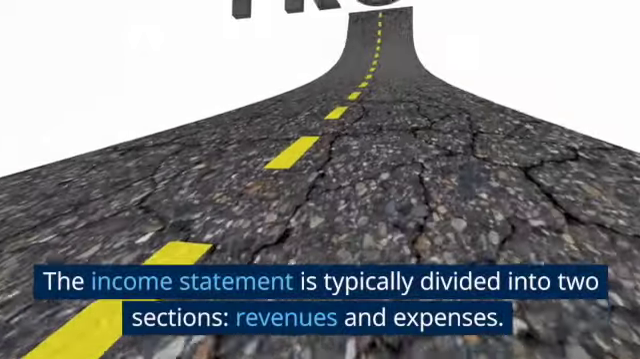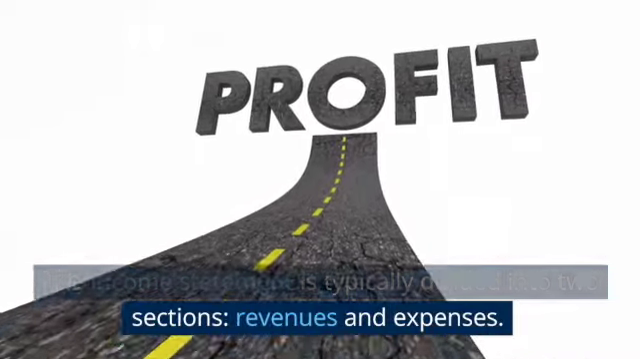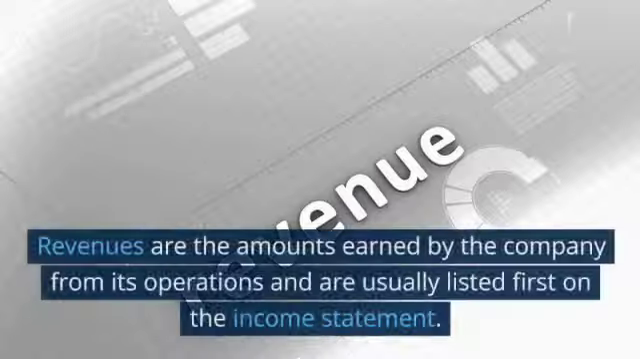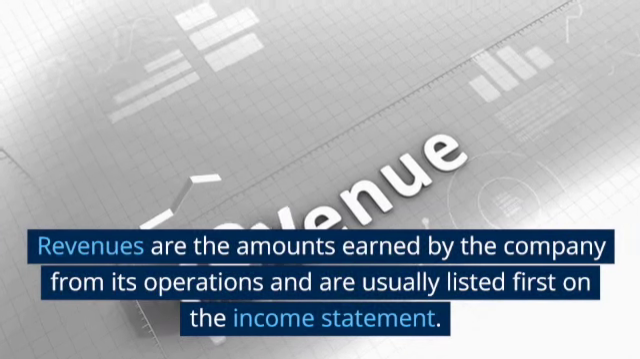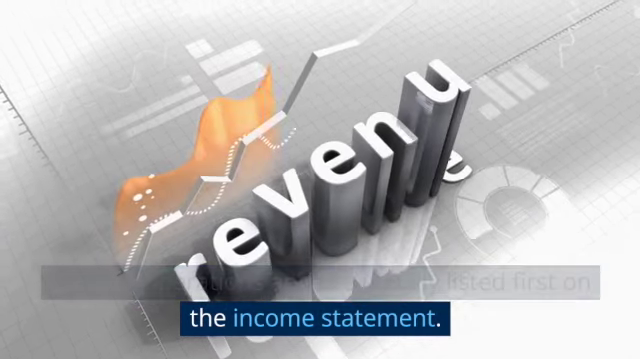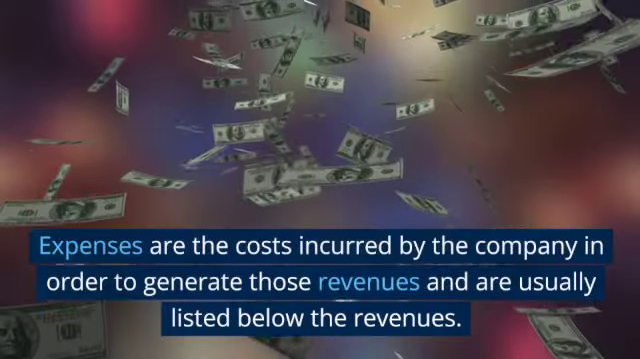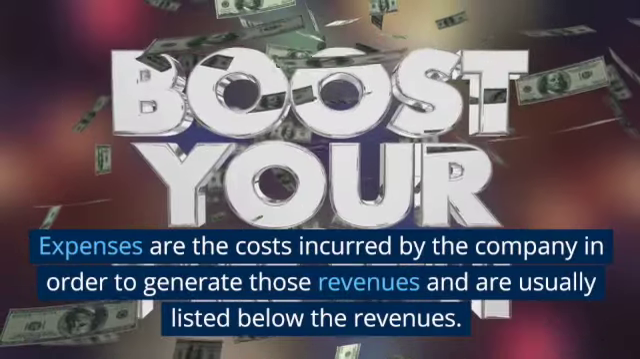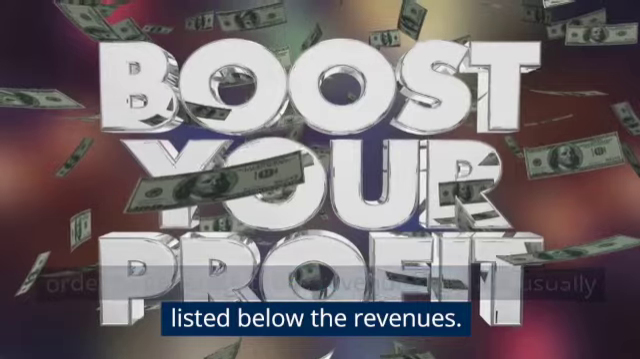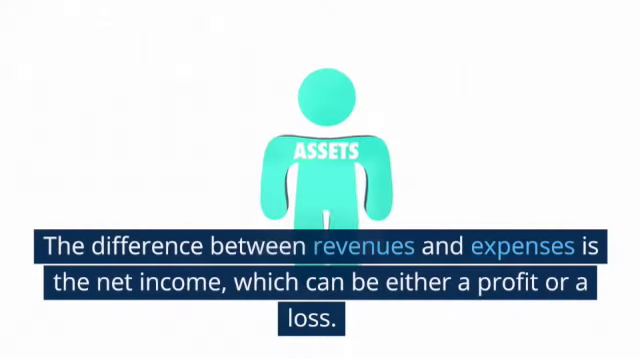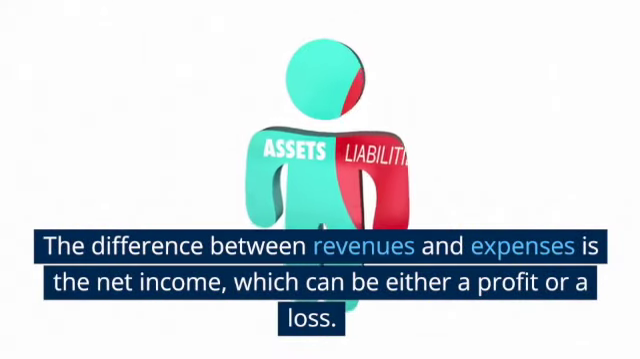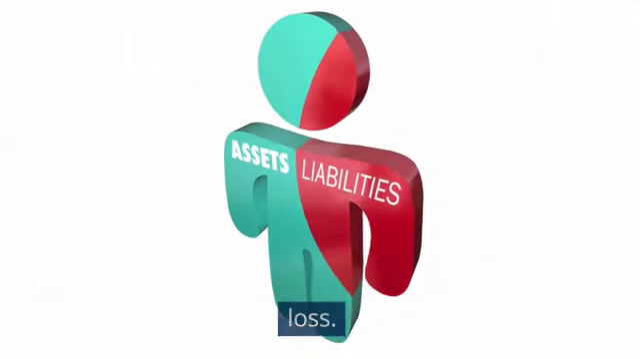The income statement is typically divided into two sections, revenues and expenses. Revenues are the amounts earned by the company from its operations and are usually listed first on the income statement. Expenses are the costs incurred by the company in order to generate those revenues and are usually listed below the revenues. The difference between revenues and expenses is the net income, which can be either a profit or a loss.